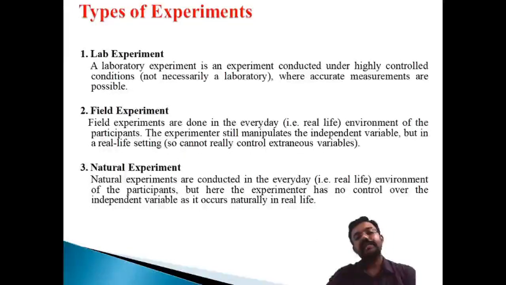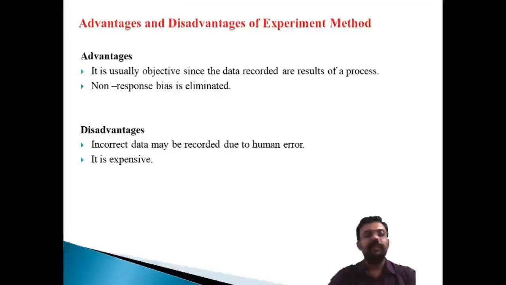Okay, these are the three important types of experiment. One is the lab experiment, there is the field experiment, and there is the natural experiment. These are the different types of experiment. And what are the advantages and disadvantages of the experiment?